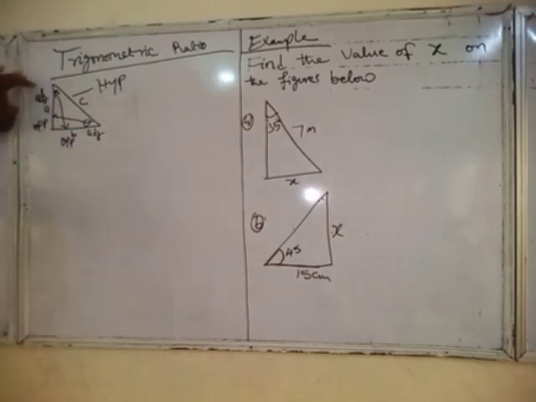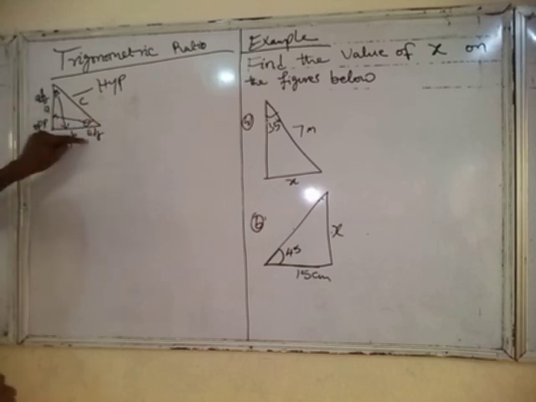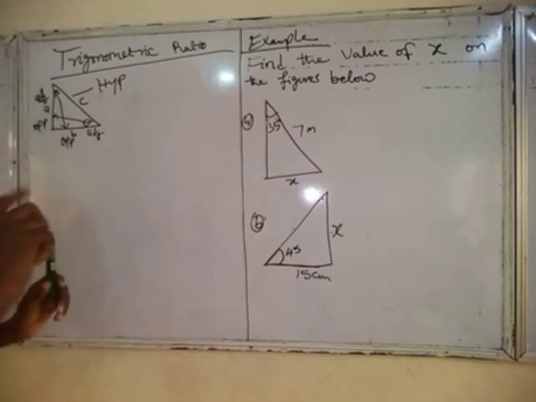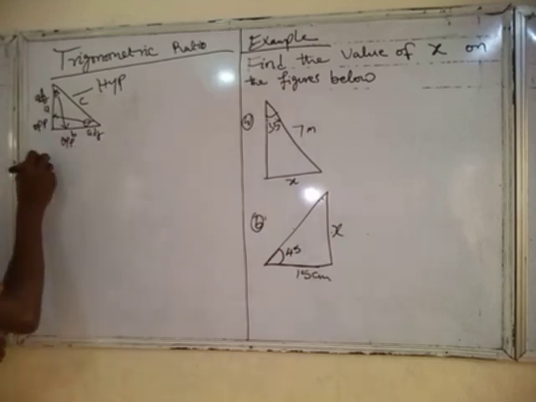So this is both adjacent and opposite depending on the angle we are discussing. If we are discussing beta, this is adjacent and this is opposite. If we are discussing theta, this is adjacent, this is opposite. So we are going to use the popular acronym SOHCAHTOA. This is SOHCAHTOA.